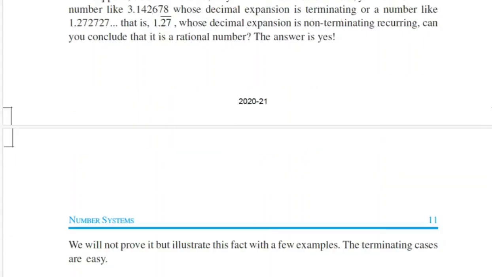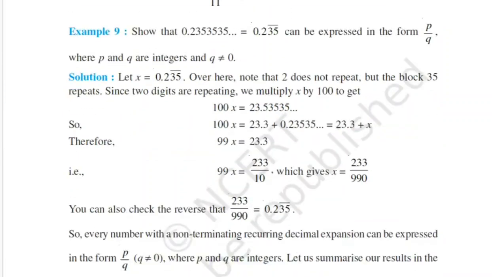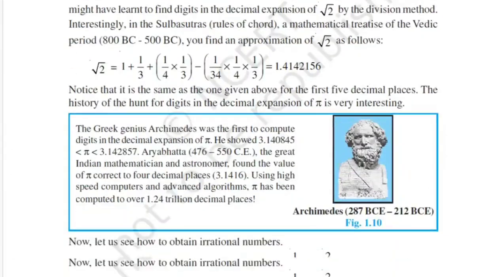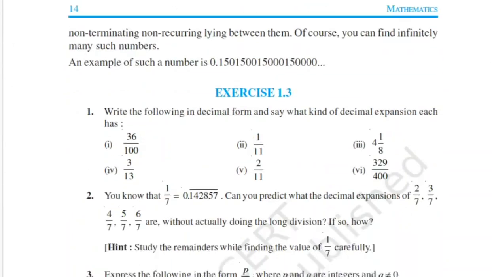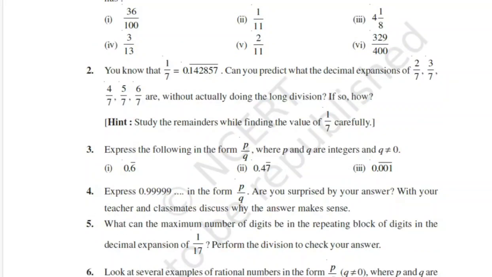Now if you go to exercise 1.3, here you will get some MCQ questions. Okay, now if I see exercise 1.3, question number 1, you see, write the following in decimal form and say what kind of decimal expansion each has. So you have to tell what decimal expansion it is. So there is a high chance that you will get such a question in MCQ. Okay, they will give 4 options and they will ask which of the following is terminating or which of the following is non-terminating. So you have to answer based on that.